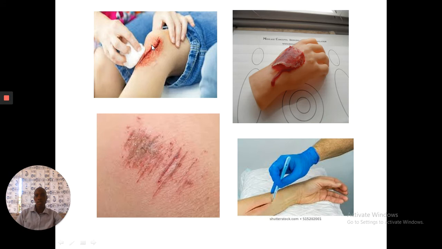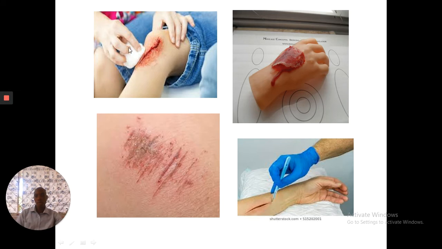So looking at, maybe we start with number 4, and you can see already the doctor's hand is here, and we have a scalpel here. So this is an incision wound, and if you look at it, the edges are very smooth, a clean cut wound. So this is an incisional wound.